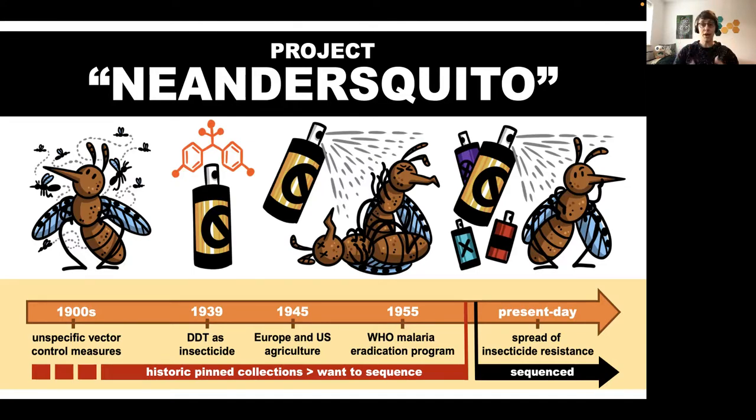And then in 1955, the World Health Organization started its malaria eradication program, and that started the deployment of insecticide-treated bed nets and indoor spraying of insecticide all across the globe, primarily sub-Saharan Africa. So we have this time frame within the last century where humans have exerted a really strong evolutionary pressure on these mosquitoes. And so the question is, how exactly did this affect the populations?